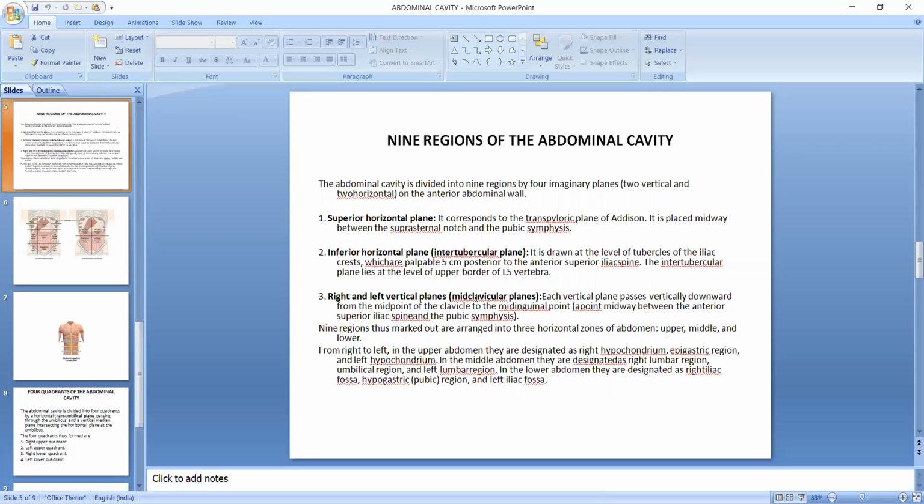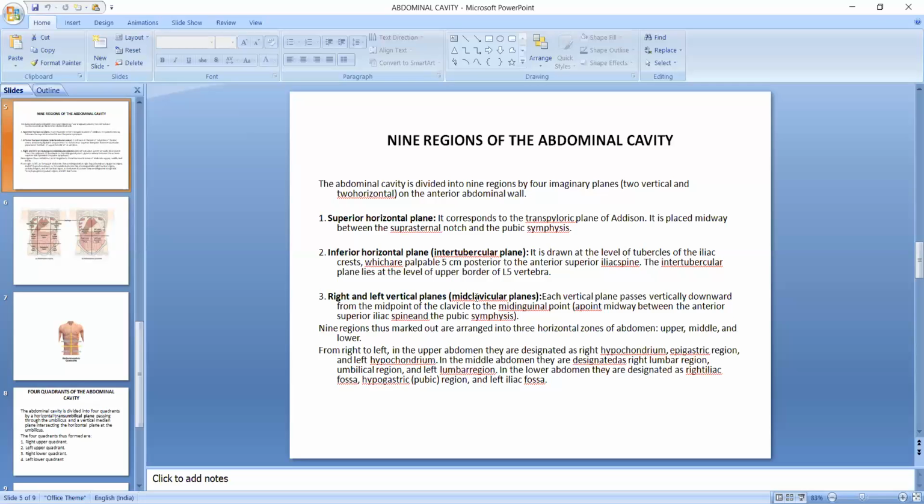Inferior horizontal plane. It is also called the intertubercular plane. It is drawn at the level of the tubercle of the iliac crest, which is palpable 5 centimeters posterior to the anterior superior iliac spine. The intertubercular plane lies at the level of the upper border of the L5 vertebra. Right and left vertical planes. Each vertical plane passes vertically downward from the midpoint of the clavicle to the midinguinal point, and we can see the mid-clavicular plane also.